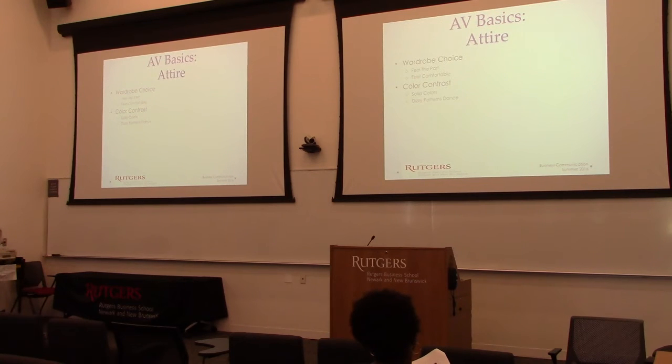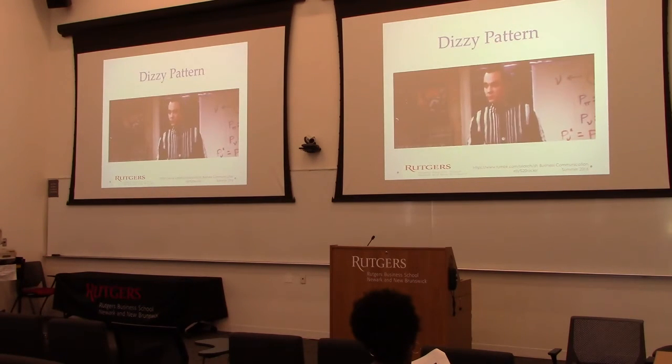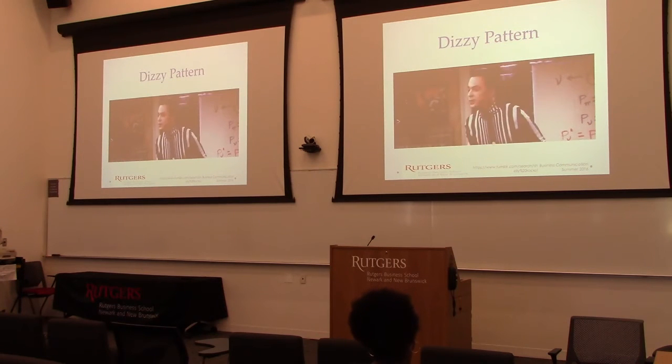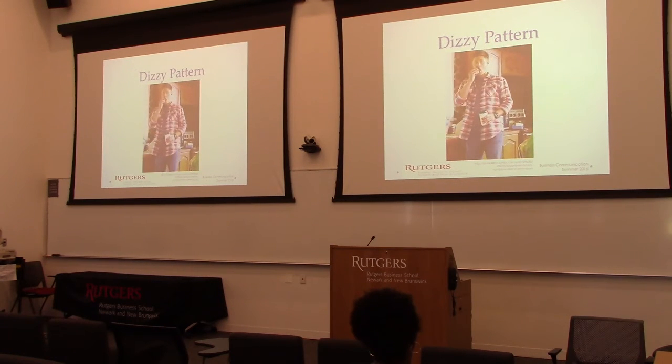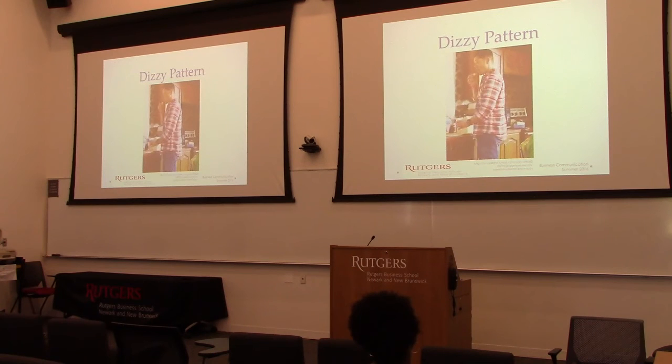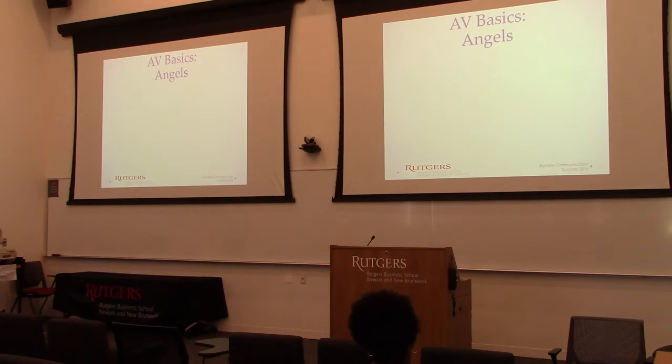A couple examples of dizzy pattern. Patterns dancing. Dizzy pattern. Got it. Okay. There's one. All right, here's another one. We've got flannels, vertical stripes. As this guy turns around, it distracts our eye a little bit. I mean, maybe you'd like to see that guy in your kitchen, I don't know, but the dizziness, the distraction visually is a problem.